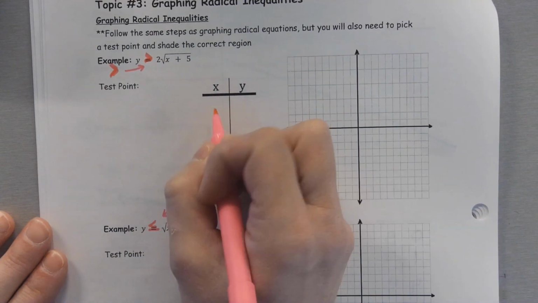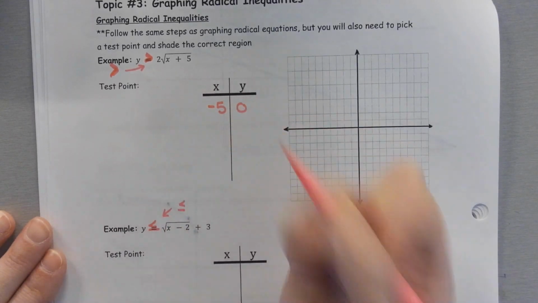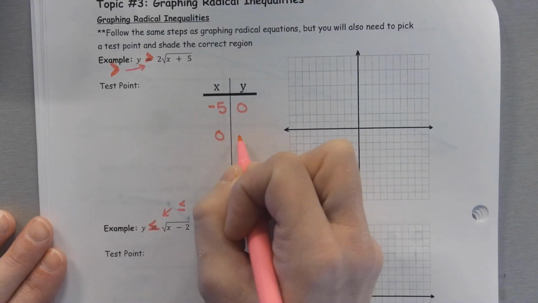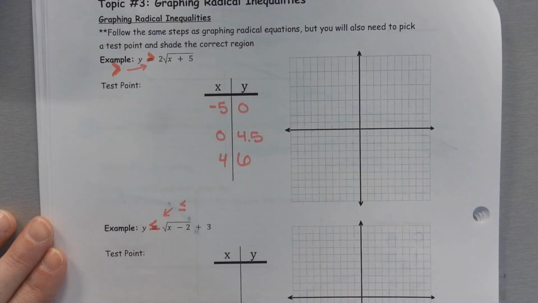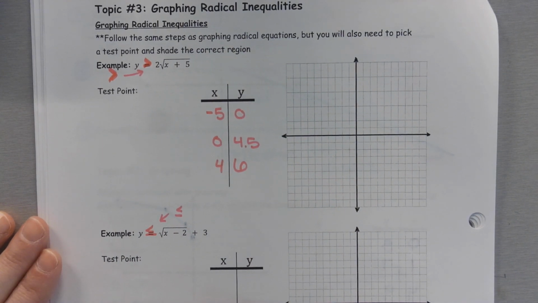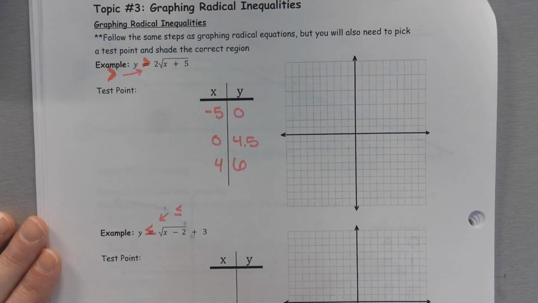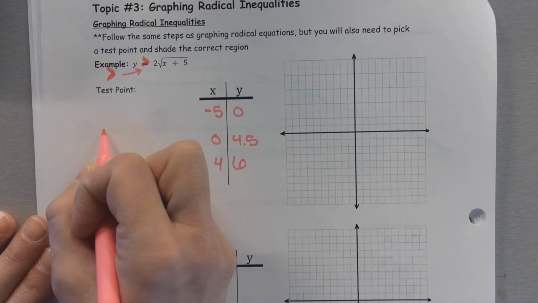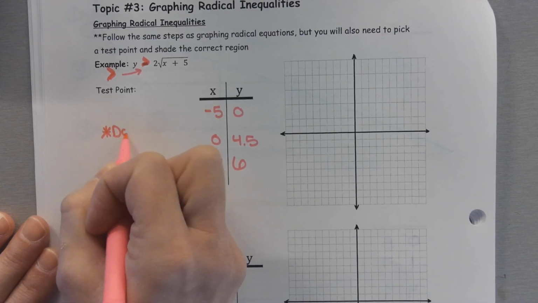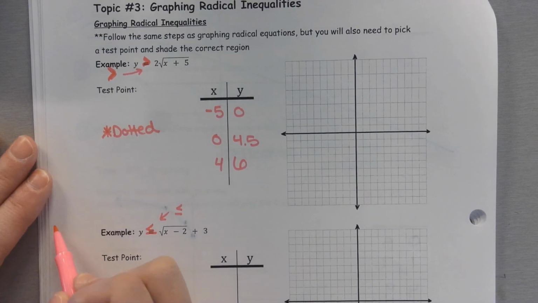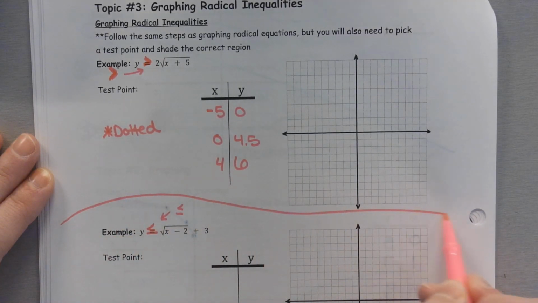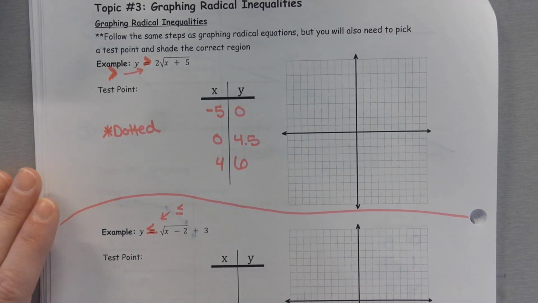All right, so negative 5, 0 was one of my points. 0, 4.5 when we rounded, and then 4, 6. So you need at least 3 points. And now we're going to graph. Before I graph, is this one going to be dotted or solid? Dotted. So let me write myself a little reminder note because we're kind of programmed to draw in solid lines. So we got to be careful here and make sure we do dotted.